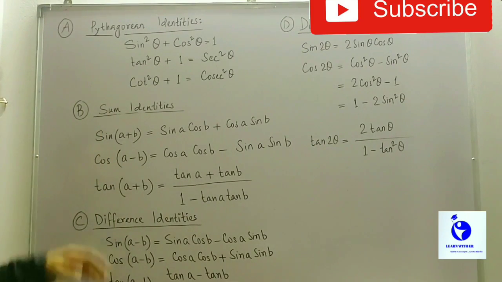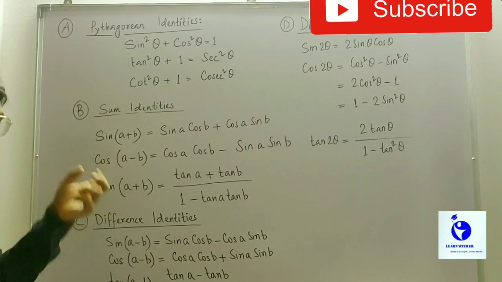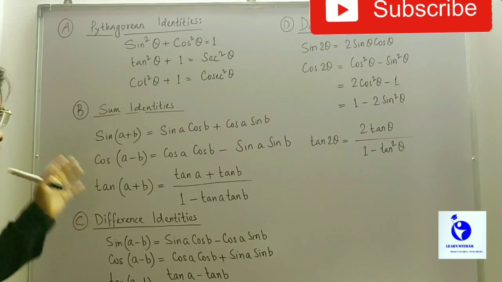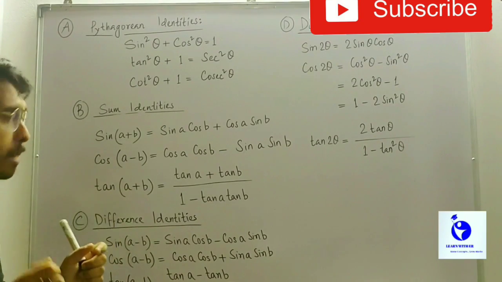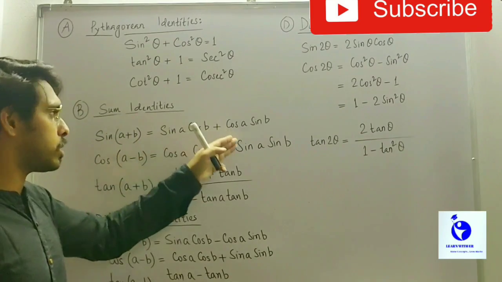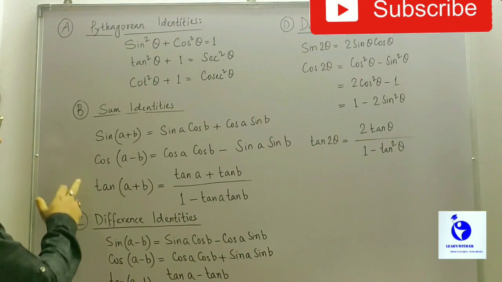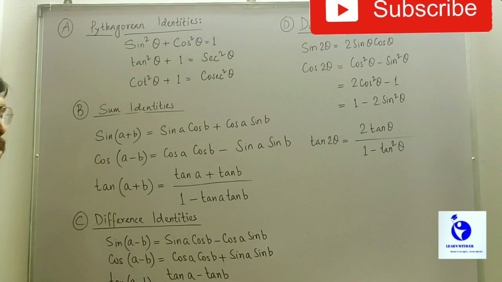And after that we have the sum identities, where we have sine of a plus b. Let's say there are two different values of sine and we have summed up. So what will be the value? So that will be sine a cos b plus cos a sine b. Then we have cos a plus b, which is cos a cos b minus sine a sine b. Then we have tan a plus b, which is tan a plus tan b by 1 minus tan a tan b.